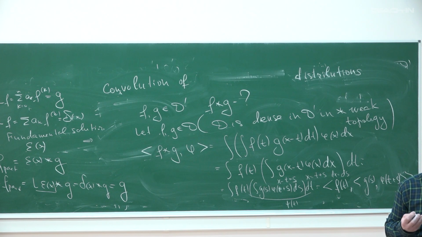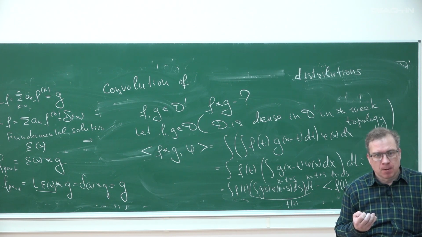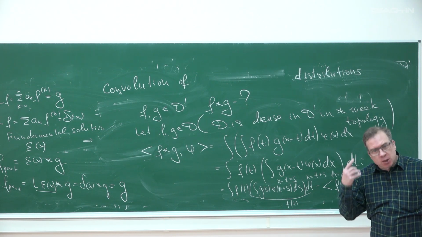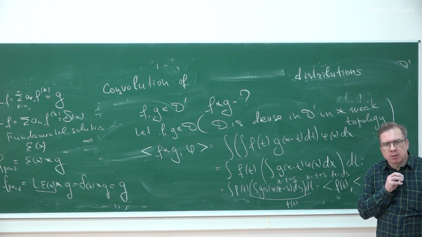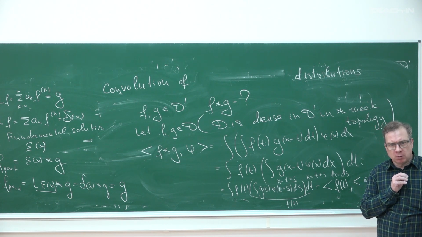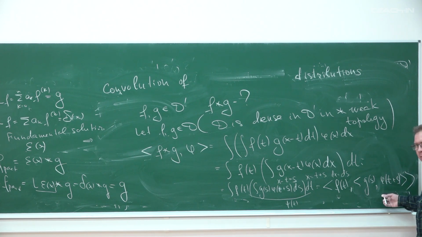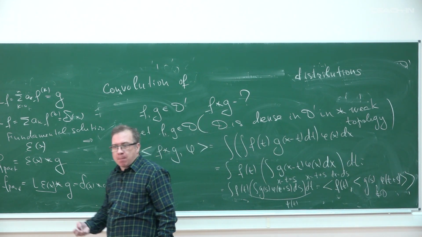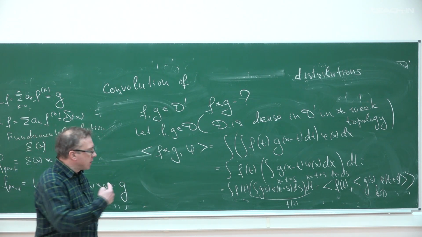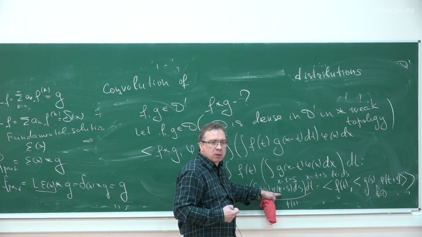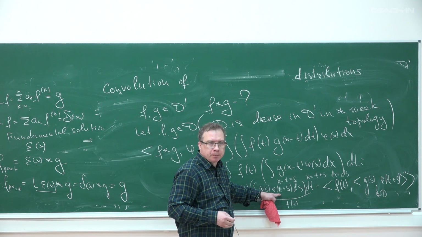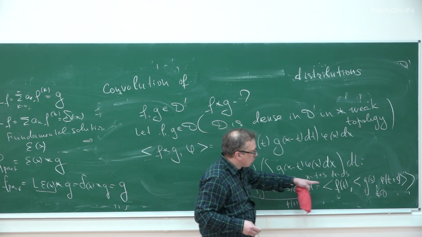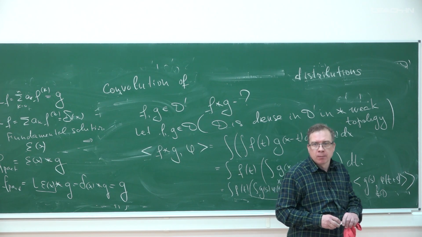What can be the problem with this function? It can be not compactly supported, yes. It is smooth, of course, but it may not have compact support. So this function may not be from D. So we can't take it as a definition. But sometimes we can. When will it have compact support? When the result of this has compact support.